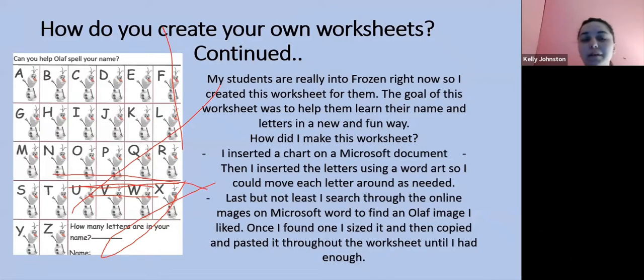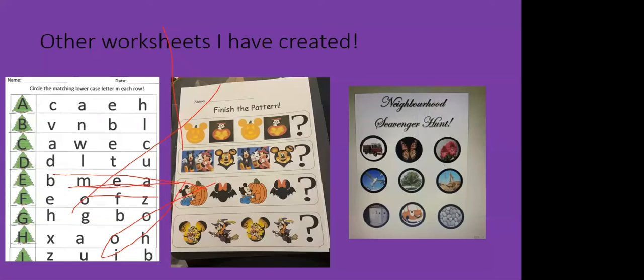So this was neat to see what kiddos knew their name and what kiddos didn't. And then it helped us just learn our letters, and it was fun. It was Olaf, and we love Olaf. So I really enjoyed this one, and I like to make them too. So they seem to like it.